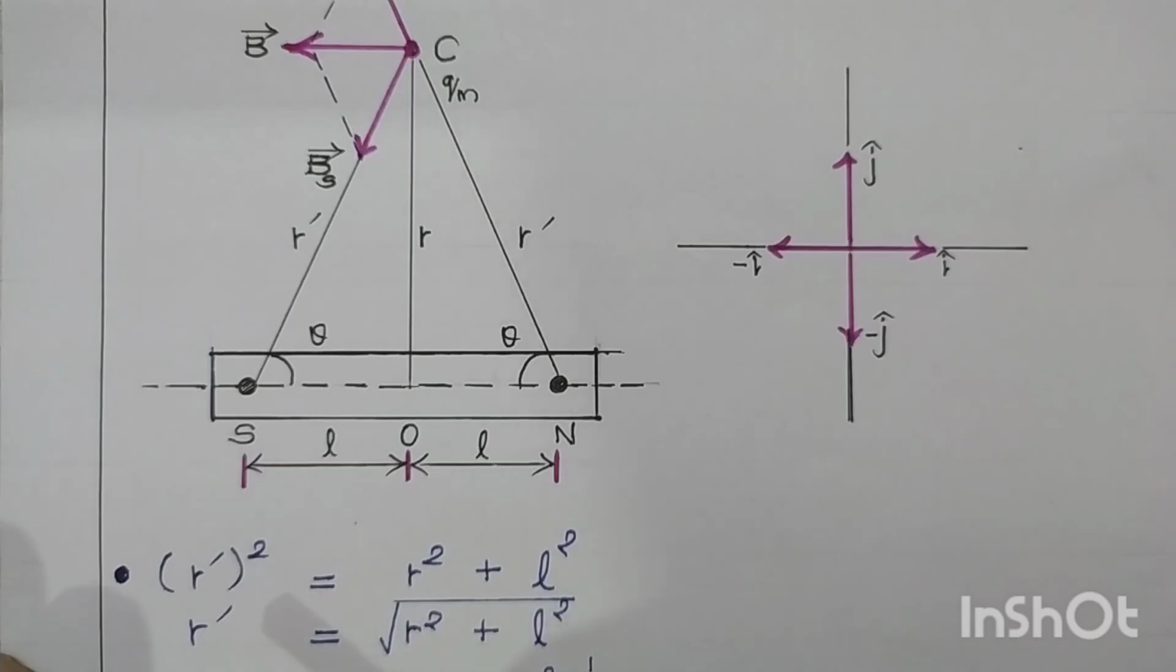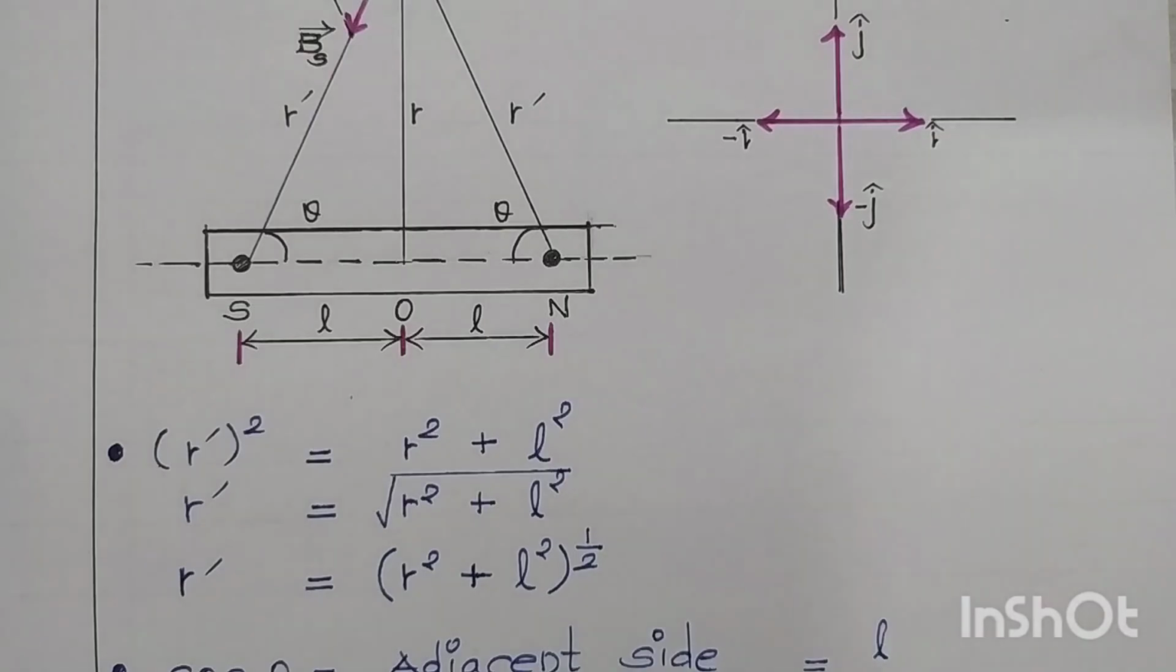Now, take the square root of this side. It becomes a square root. Now this square root can also be written in this way: r squared plus l squared to the power of 1 by 2. So we have got the expression for r dash, and also we have the expression for r dash squared.